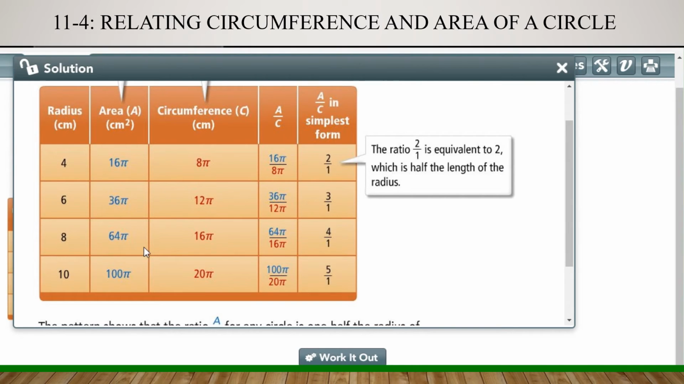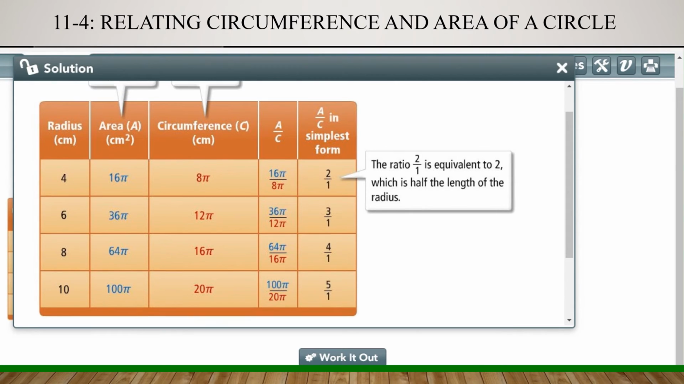This is how the chart looks when it's complete. When the radius is 10, the area will be 100 pi, and that's centimeters squared. The circumference will be 20 pi, and that's centimeters. The ratio area over circumference will be 100 pi over 20 pi. Remember, the pi's will cancel out, and then 100 divided by 20 will be 5, and leave it as a fraction over 1.